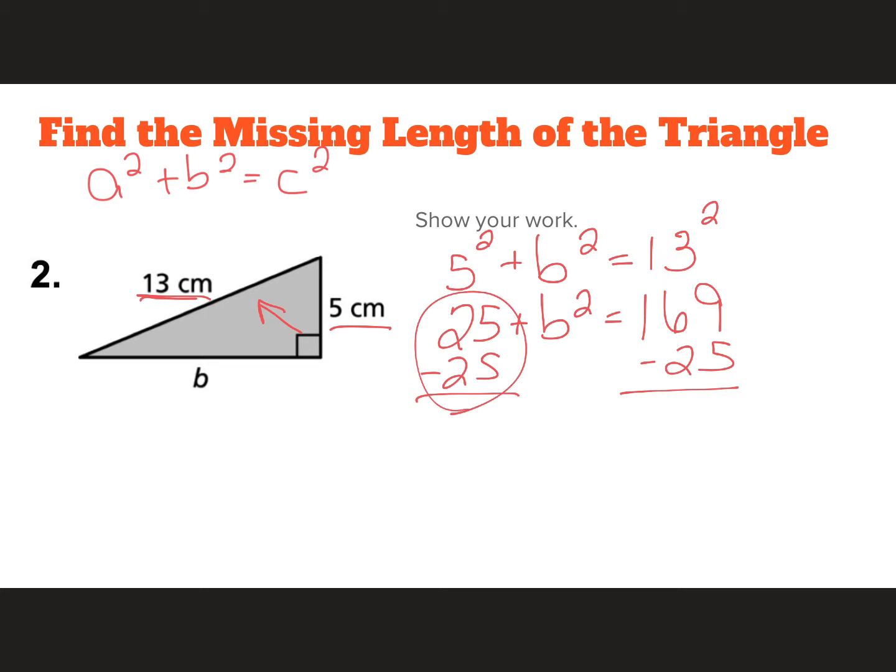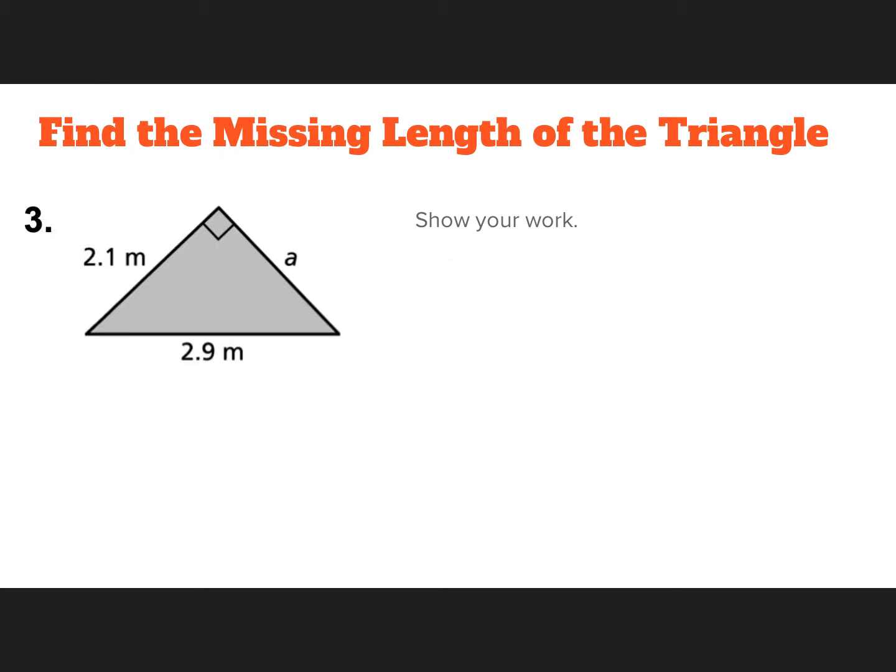Over here, these are going to cancel, so I'm left with b squared equals, when I subtract 25 over here, 144. Now I'm going to take the square root of both sides, and I get b equals 12. Again, it could be positive or negative, but because we're talking about side lengths, it must be positive. This is why it's so important that the first thing we do is look for where our right angle is. Here's my right angle. Across from it is that one right there. So that's my side C.